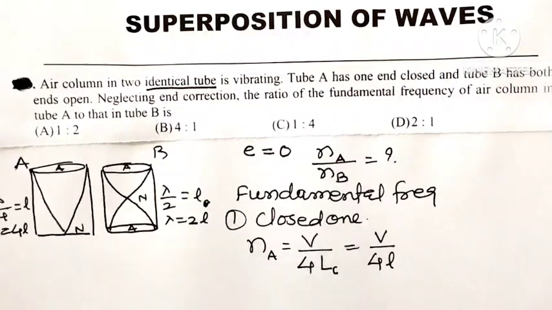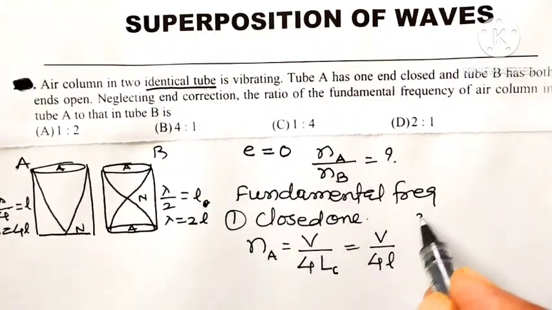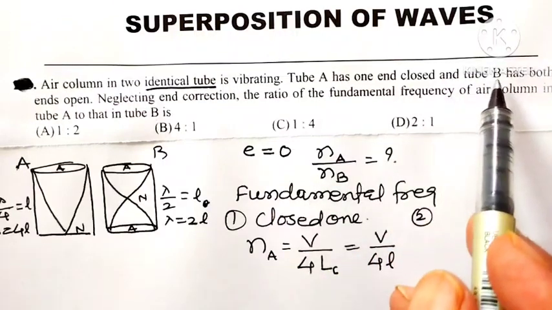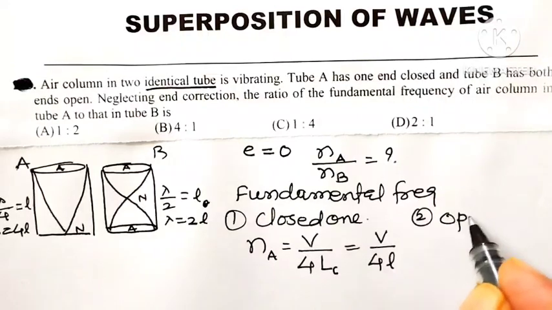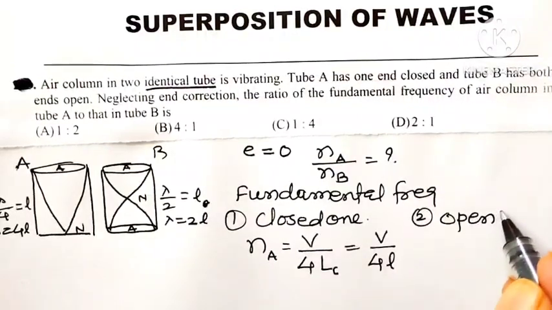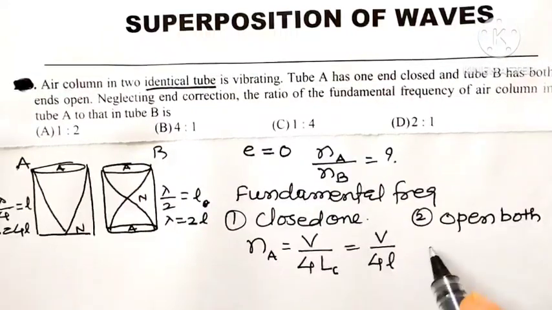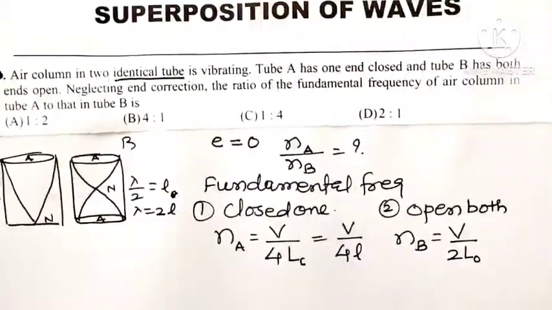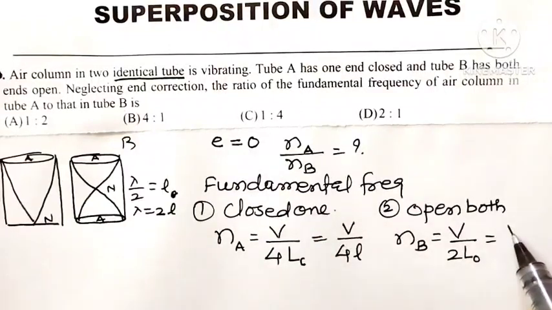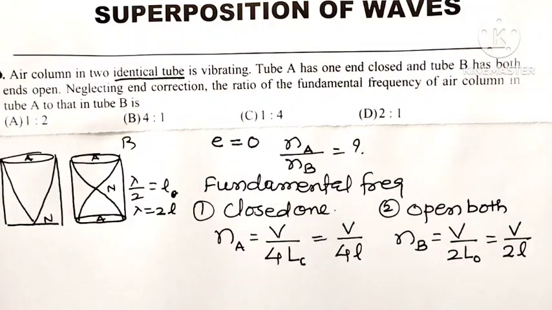Similarly, the fundamental frequency of tube B, which has both ends open, must be given by V divided by 2 times the corrected length. But here end correction is neglected, so we can write this as V divided by 2 times the vibrating length of the air column, that is L. So we have two equations: this is equation number 1, this is equation number 2.